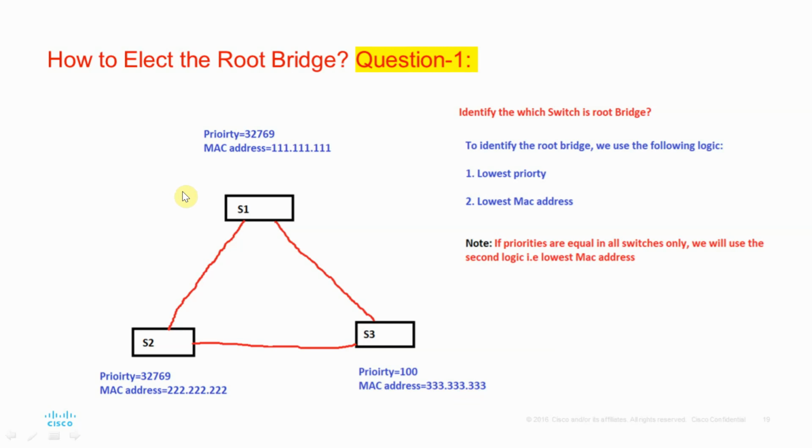So the first condition while you are choosing the root bridge: which switch has the lowest priority number? See the priority number here, it is 32769, 32769. This one has 100. The switch with the lowest priority value will become the root bridge. Here I will not consider MAC address because first important should be priority. Two switches have the same priority, but the third one has a lesser one. So this will be the root bridge.